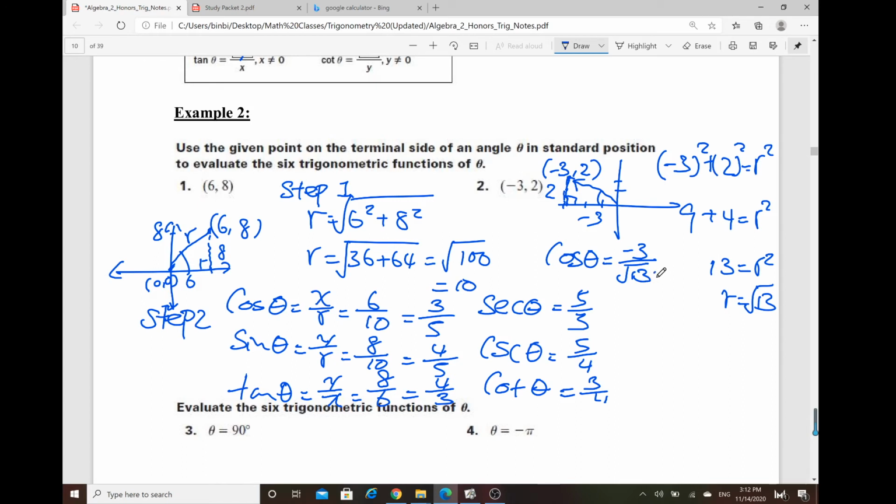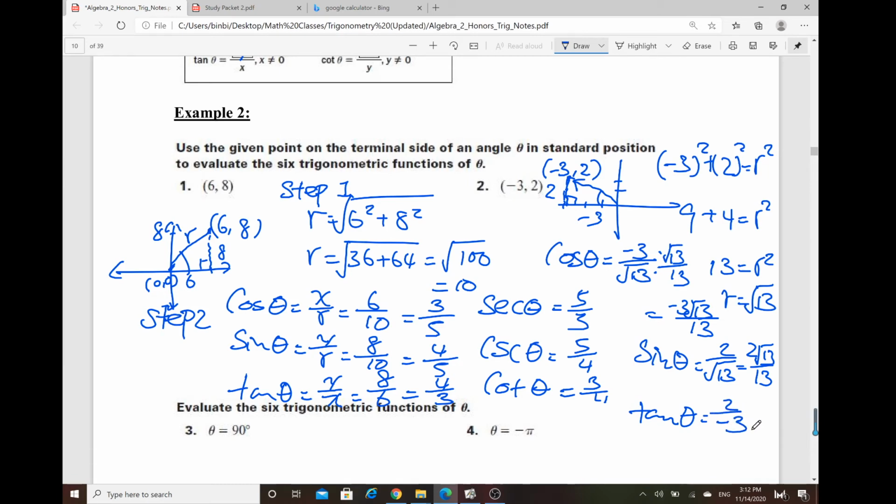And then don't forget to rationalize it. So multiply by √13 top and bottom. So we do have -3√13/13. And then for sine, similar: y/r, so 2/√13. So 2√13/13. And then tangent, opposite over adjacent, so 2/-3. And then for the rest, just find the reciprocals to get secant, cosecant, and cotangent. Okay?